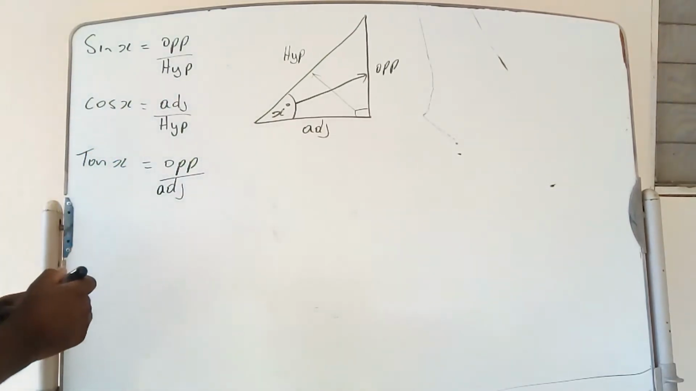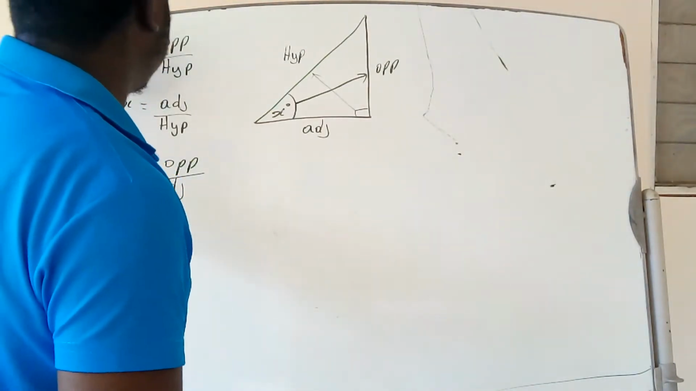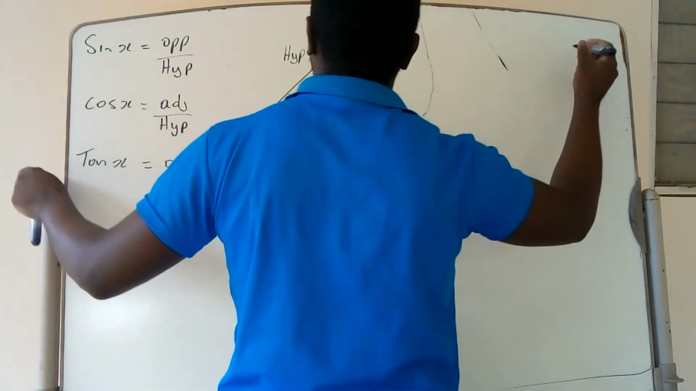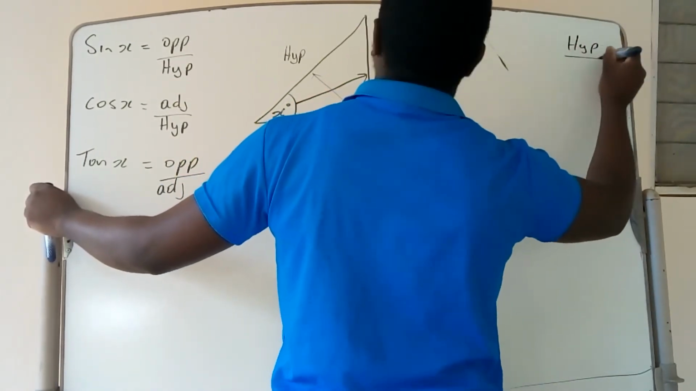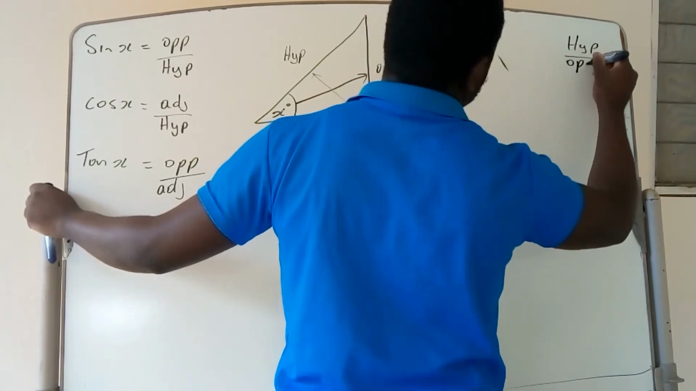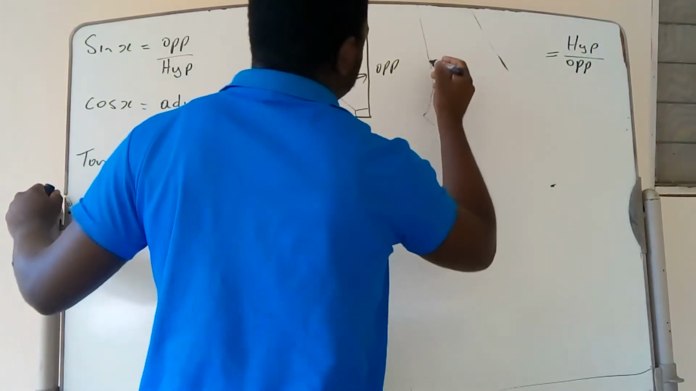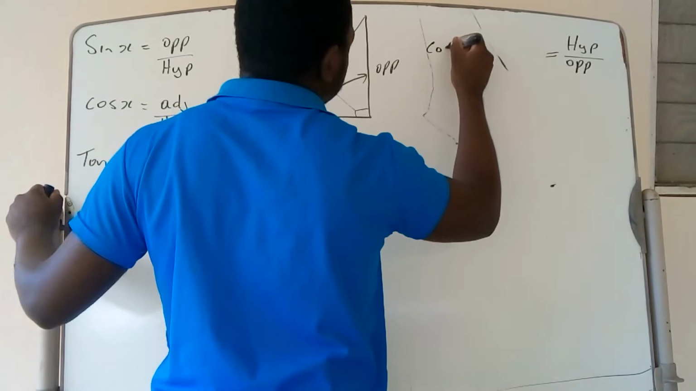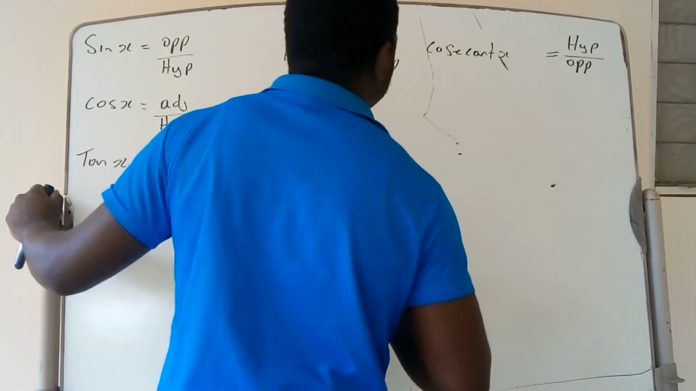Well, my question to you this morning is, what if you flip these over? What would you get? So what if you take the ratio opposite over hypotenuse and you flip it over, and you write hypotenuse over the opposite? What do you think this ratio would equal to? This ratio would just equal what we call cosecant. So that's also cosecant of x.